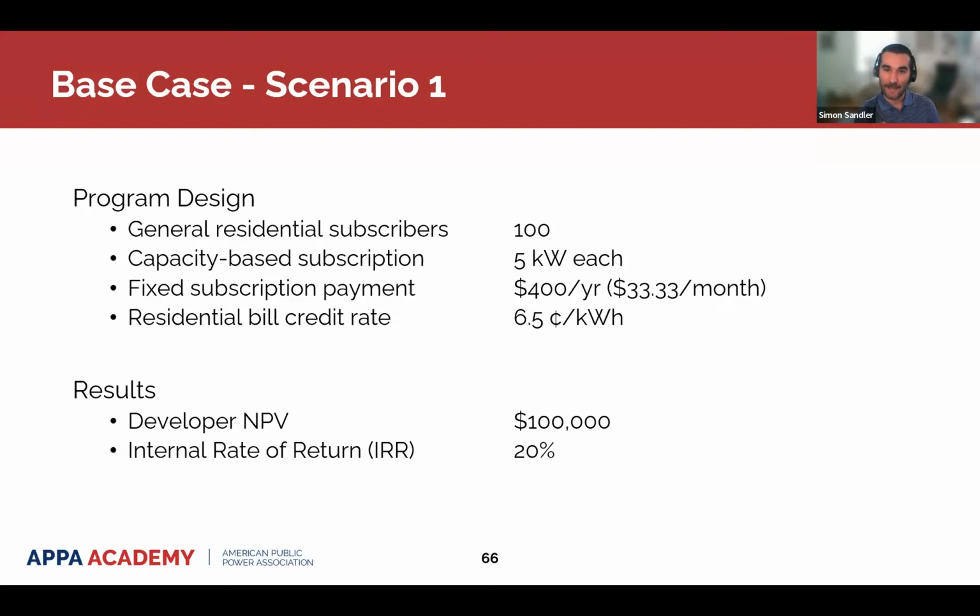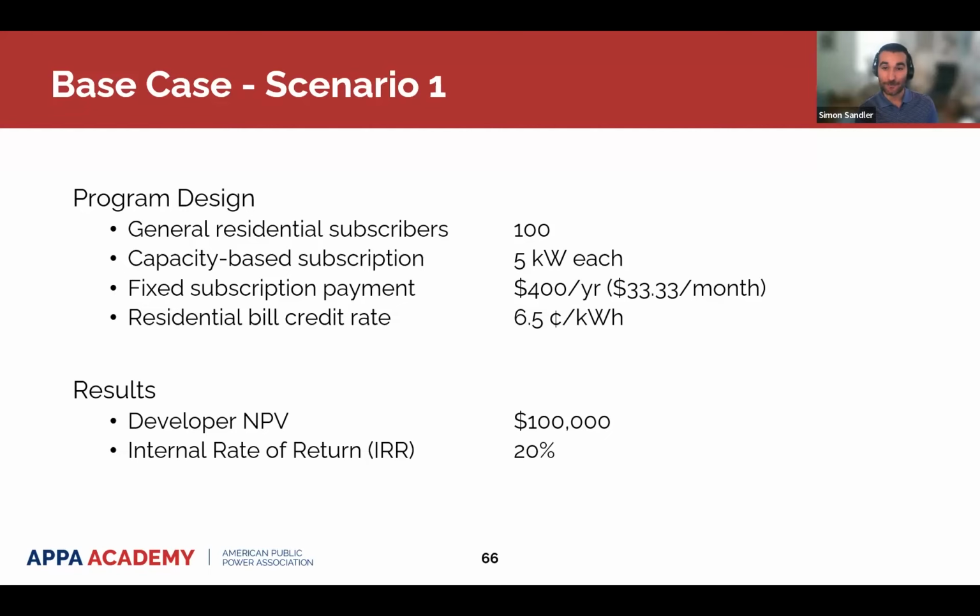It's set. And then on the bill, the residential bill credit, so for their payment every month to that 5 kilowatt subscription, they will get credited on their electricity bill 6.5 cents per kilowatt hour from the energy generated from that 5 kilowatt portion that they've subscribed to. So if we assume this is a very simple high-level base model, it was clearly done to make numbers very pretty. You can see that the developer, the person who's building the project, gets an NPV of $100,000 positive, which relates to an IRR of 20%. So nice, real simple, pretty base scenario to compare against.